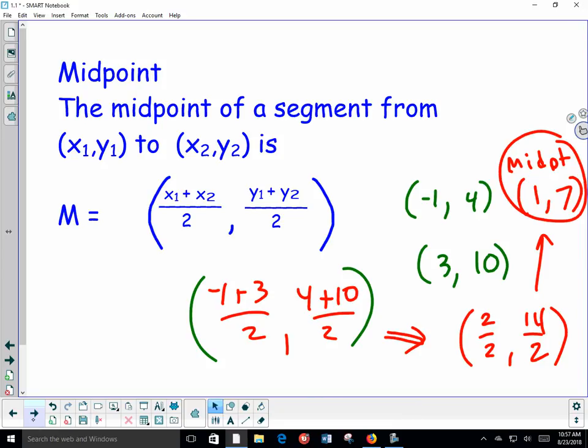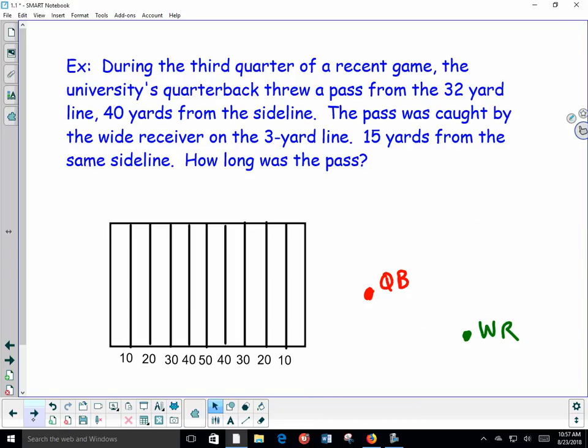So let's take a look at this example. During the third quarter of a recent game, the university's quarterback threw a pass from the 32-yard line, 40 yards from the sideline. The pass was caught by the wide receiver on the 3-yard line, which was 15 yards from the same sideline. So how long was the pass? In this case, we're going to have to use the distance formula to get the distance.